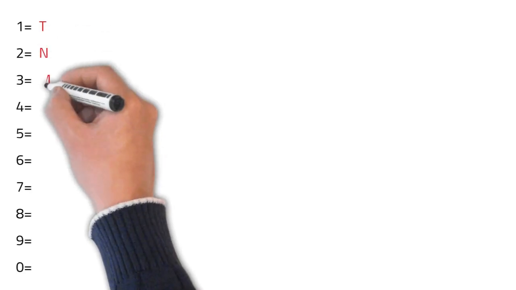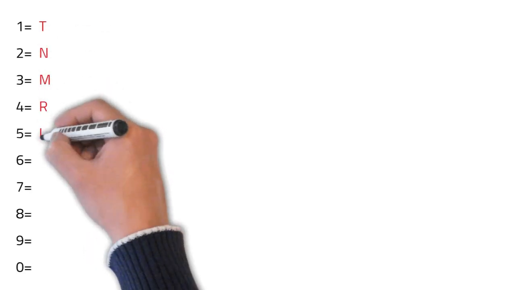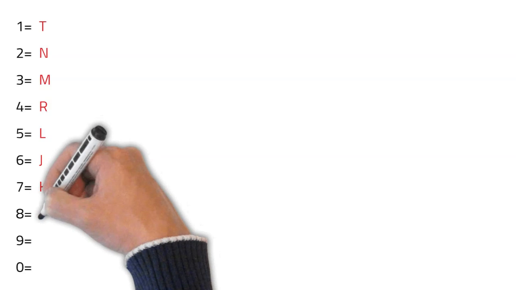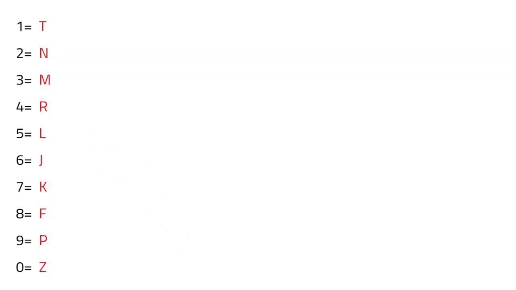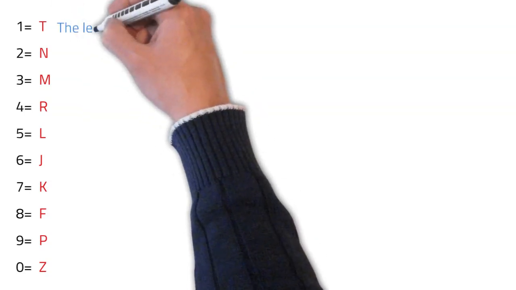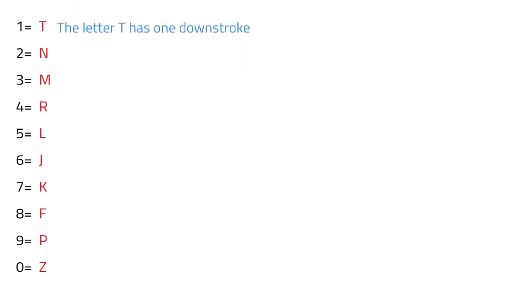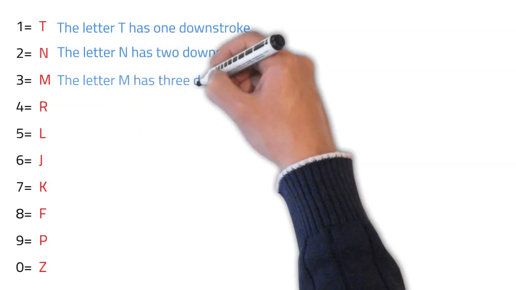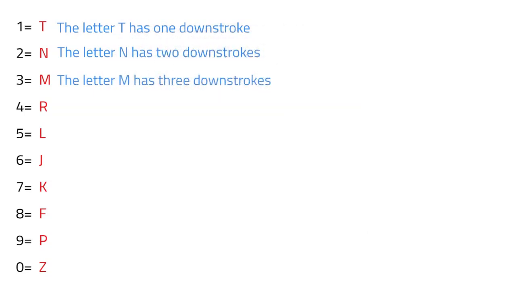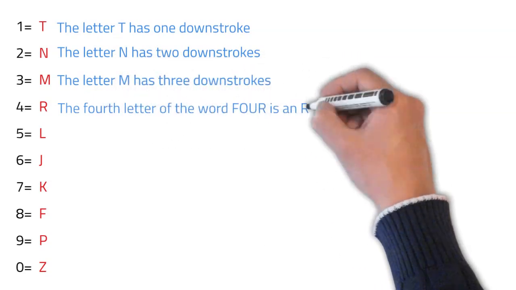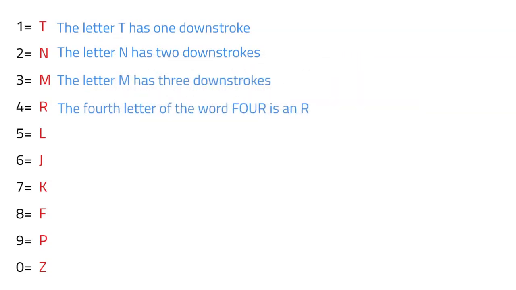There are 10 consonant sounds in the English language, and so we assign each consonant sound to one of the 10 numbers. And there you have it. One is T. The letter T has one downstroke. 2 is N. The letter N has 2 downstrokes. 3 is M. The letter M has 3 downstrokes. 4 is R. The fourth letter of the word four is an R.